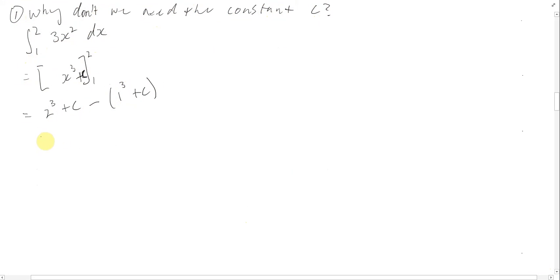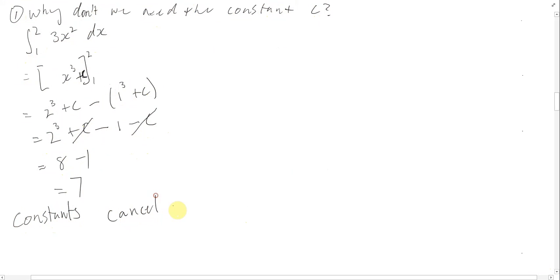Now put this negative sign through everything. 2 cubed plus c, take away 1 cubed, now minus a plus is minus c. At this point you'll see that we've got a plus c and a minus c. So those constants, no matter what they are, will always cancel out. So in this example we have here an 8 minus 1, 7. So we get an answer even though we don't know what our constant is. So the key message is the constants cancel out every time.